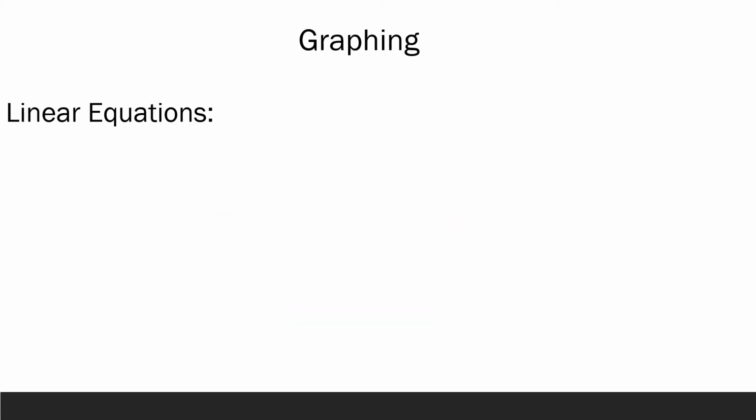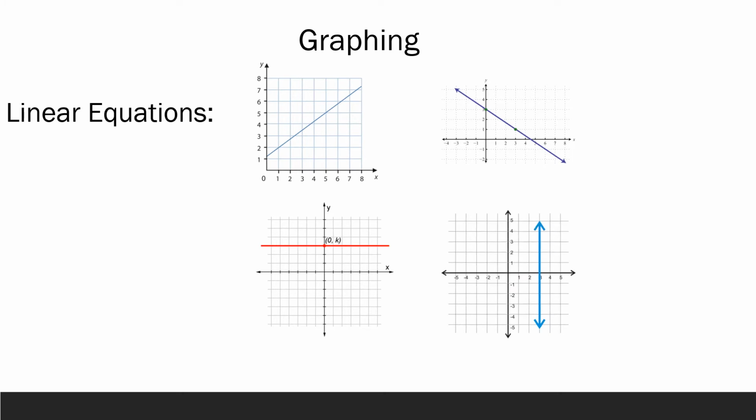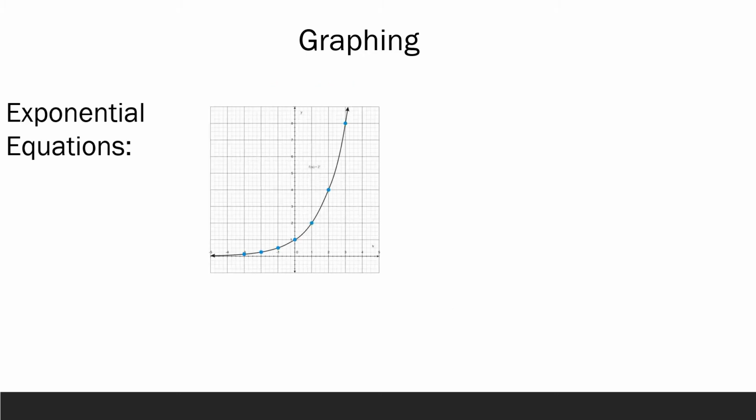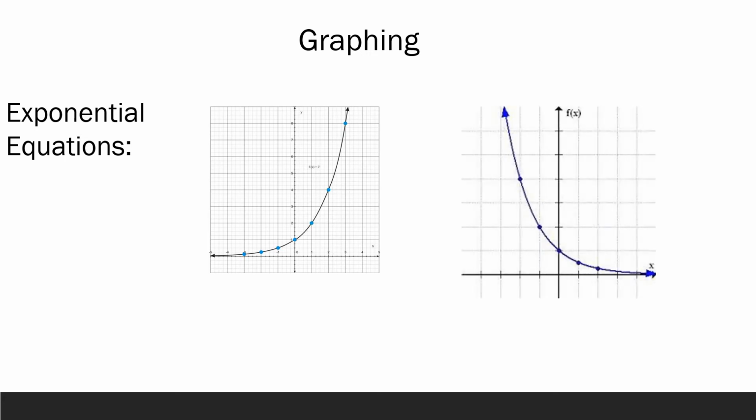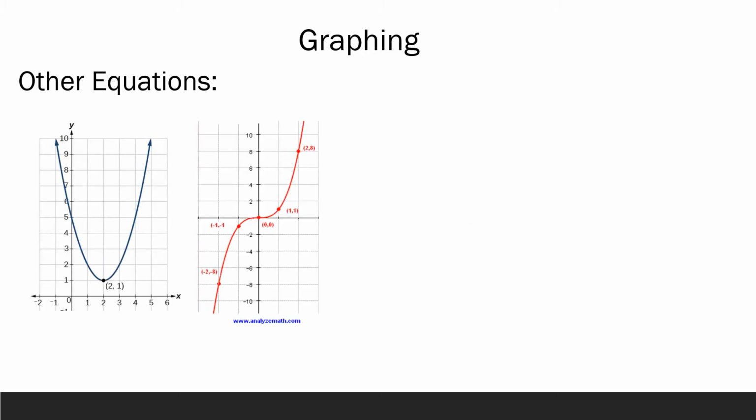Let's take a look how we decide if we're graphing. So linear equations will either have positive slopes, negative slopes. They could be completely horizontal lines or completely vertical lines. If the graph looks like any of these, then it would be a linear equation. Exponential equations could be exponential growth or exponential decay. And if the graph looks like anything else, then it would be considered other.